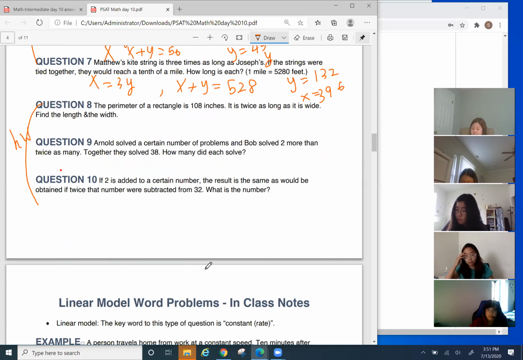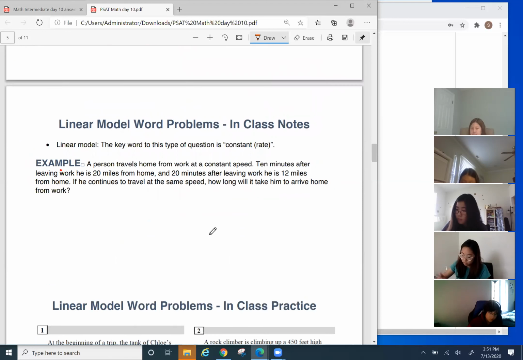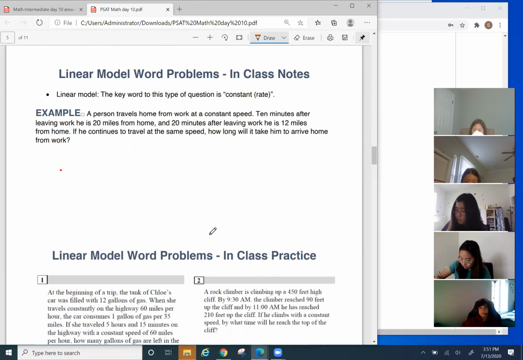So do questions 8 through 10 for homework. And then let's look at this part. This part looks a little bit harder. We already learned linear, right? y equals mx and stuff.